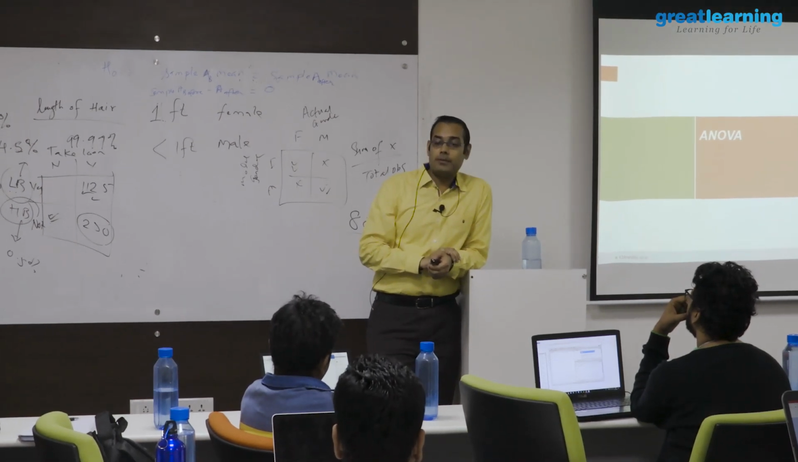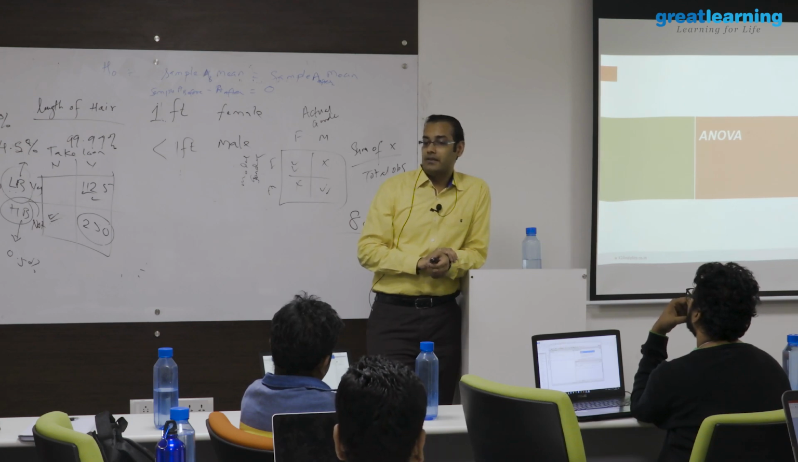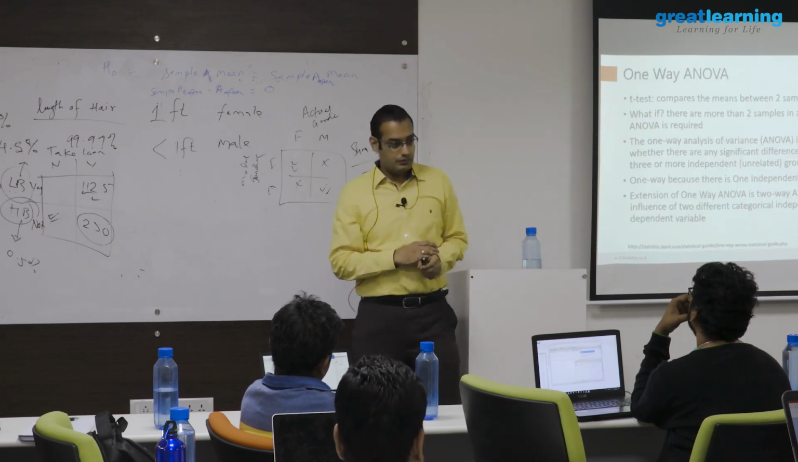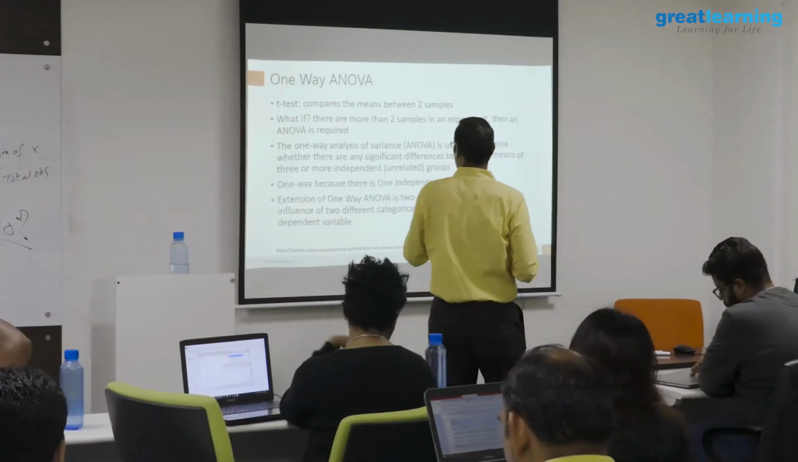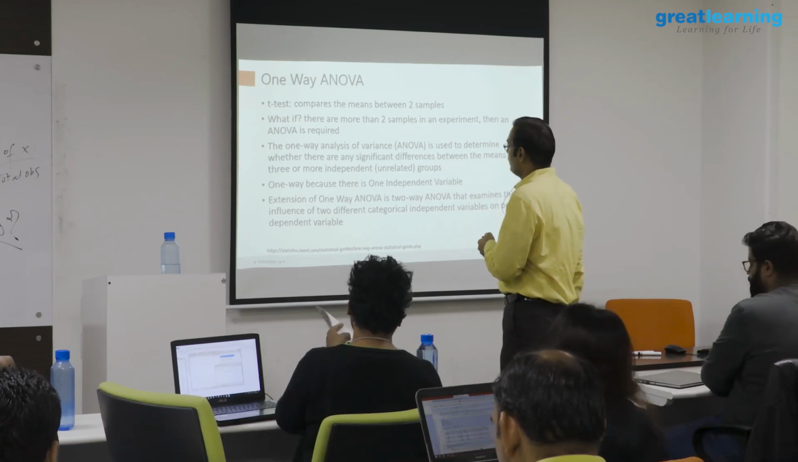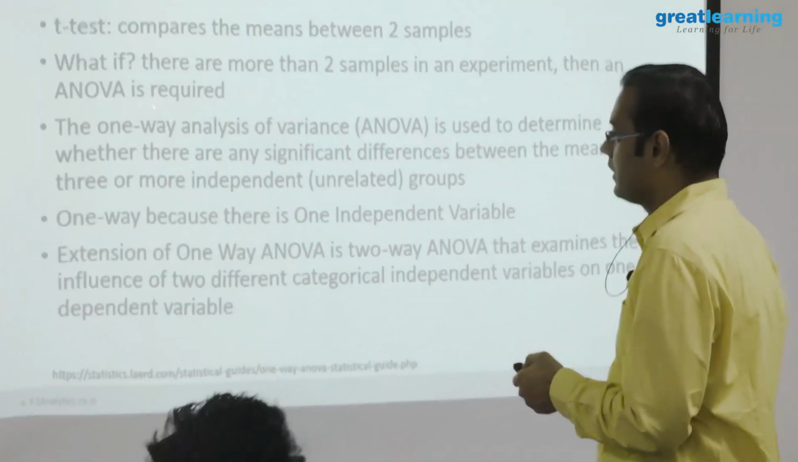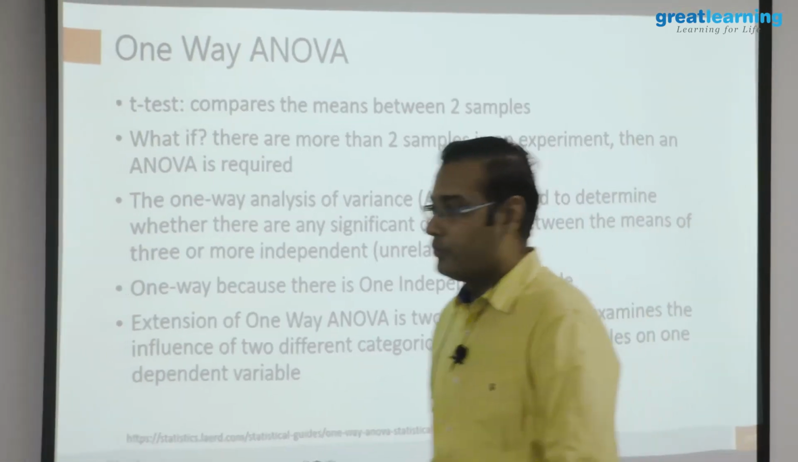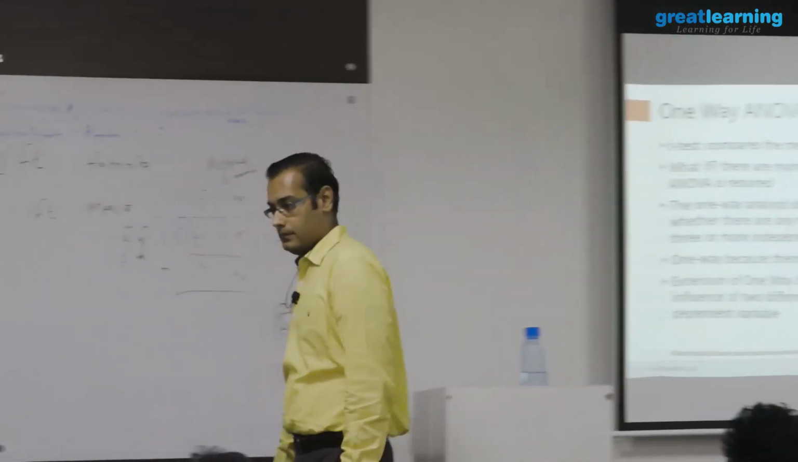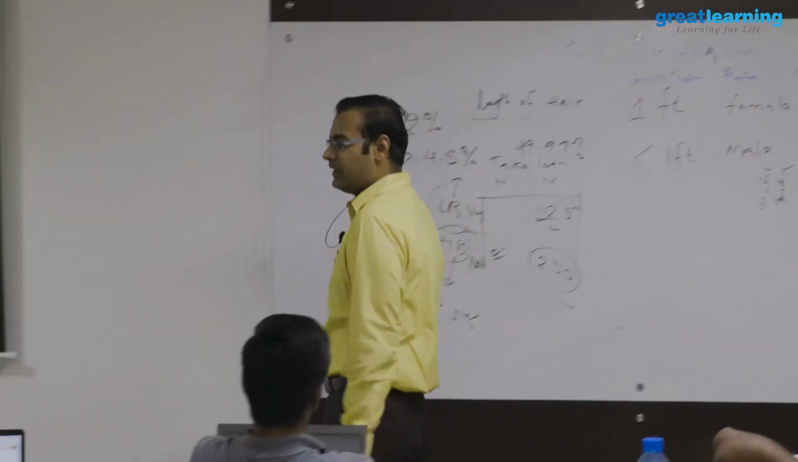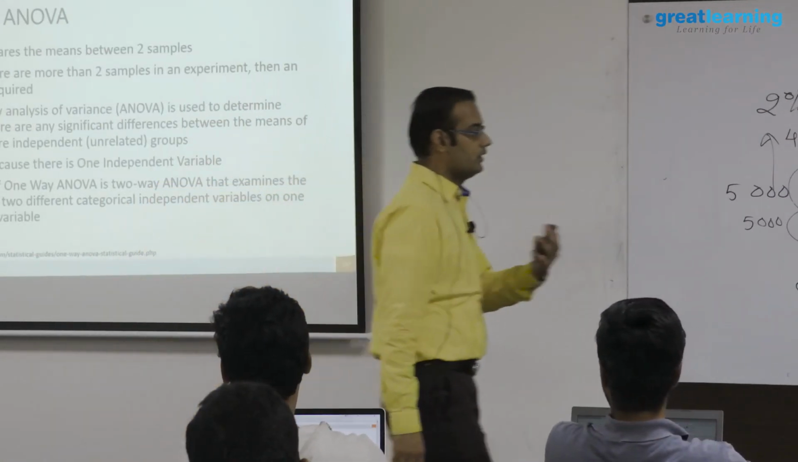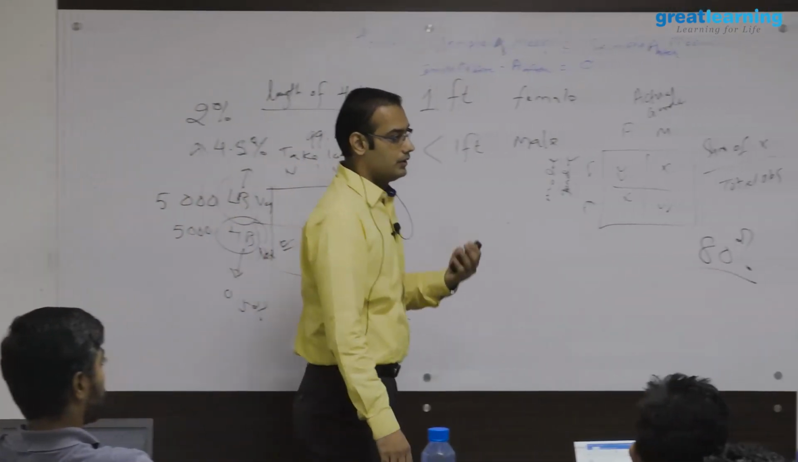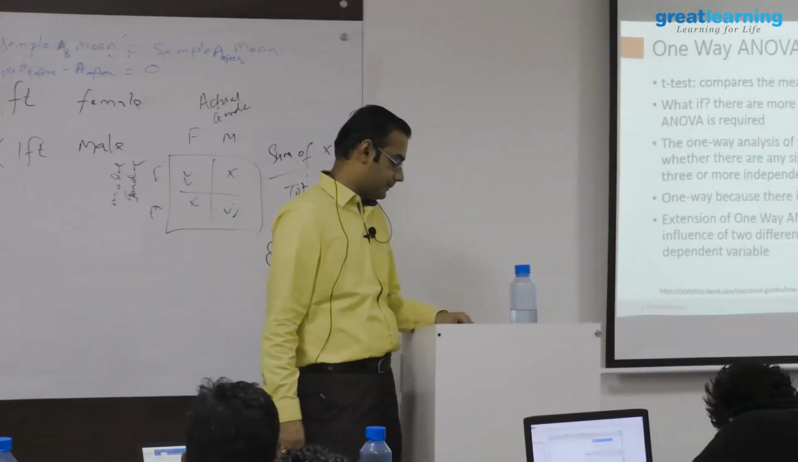If you have more than two samples, then you have to go to ANOVA, which is analysis of variance. This is what I've said. T-test compares mean between two samples. What if there are more than two samples? That's where ANOVA comes into play. What we are going to discuss is one-way ANOVA, which means we are just changing one parameter to test whether there is an impact or not.